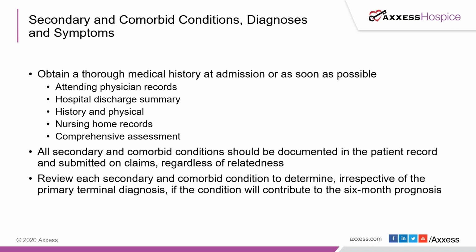The hospice organization, and specifically the primary hospice attending physician, needs to review each secondary and comorbid condition to determine if any of these conditions are contributing to the 6-month prognosis. No matter what your primary is, is CHF going to be helping make the prognosis decision? Is diabetes part of why you feel that this person is going to have 6 months or less?